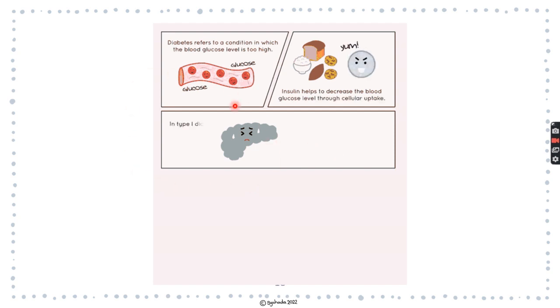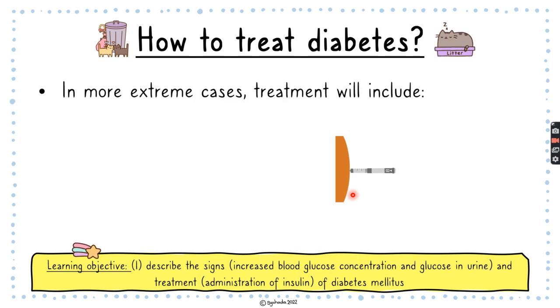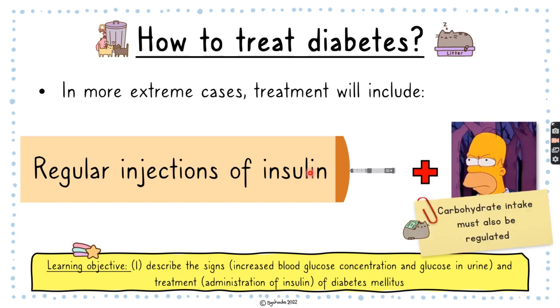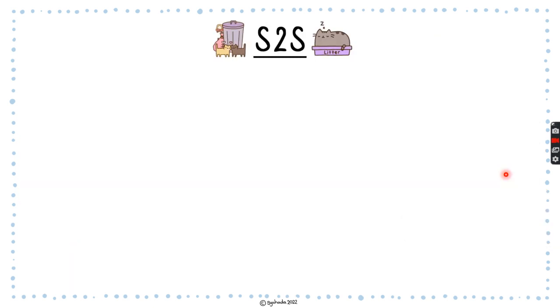So we're going to focus on type 1, which is not secreting enough insulin. And one of the ways to treat this is insulin therapy. So there's a very, very quick GIF there, but no worries, I have it on the slide. So how to treat diabetes? In the more extreme cases, regular injections of insulin are important. So that is what we mean by insulin therapy. But if somebody is going through insulin therapy, you have to pair it up with a diet as well. So carbohydrate intake must also be regulated, hence the person has to go on a diet with less carbohydrates.